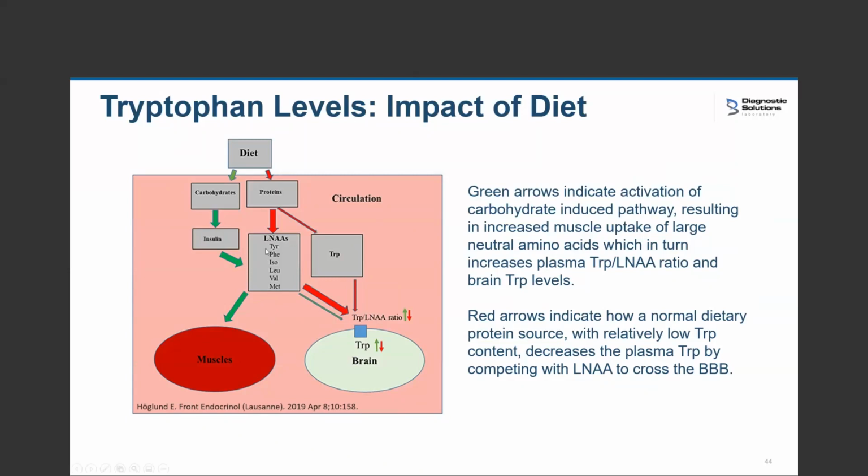So if you have a bunch of these other large neutral amino acids, it has a hard time getting across. And so you want to keep that level so it doesn't overwhelm these. So the red arrows are indicating things that are normal dietary protein sources, and they have a lower tryptophan percentage content, and that decreases the plasma tryptophan to large neutral amino acid ratio, so you end up getting less in the brain. So tryptophan has trouble competing. So just trying to look at how you can make sure to increase the tryptophan.